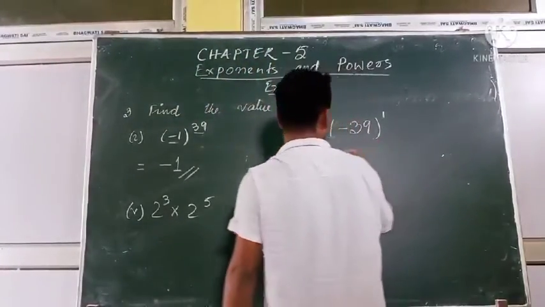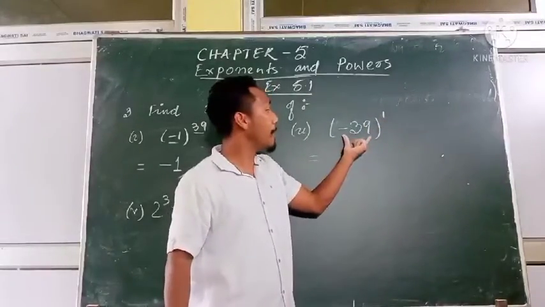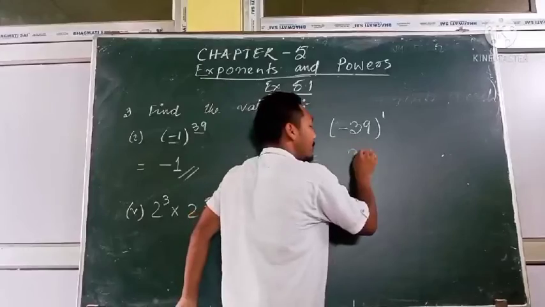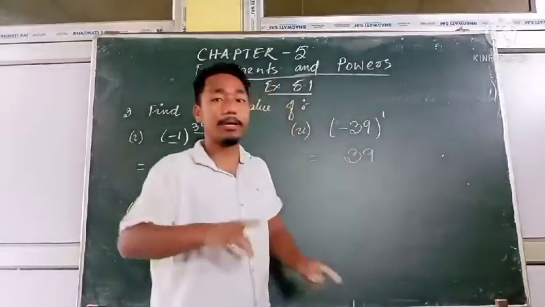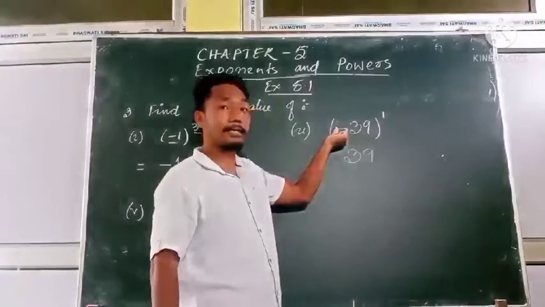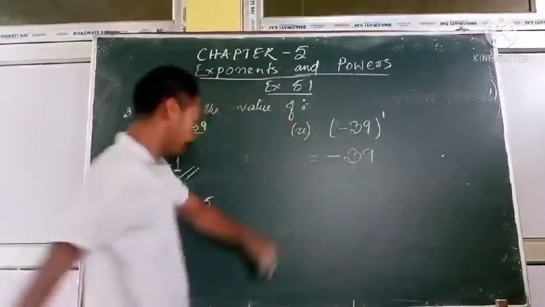Next, here you see minus again, we have 1 here. Minus 39 to the power 1. 39 one time if you multiply, that means it will be 39. And then we have a minus. So here 1 is odd, that means again your answer will be minus 39.